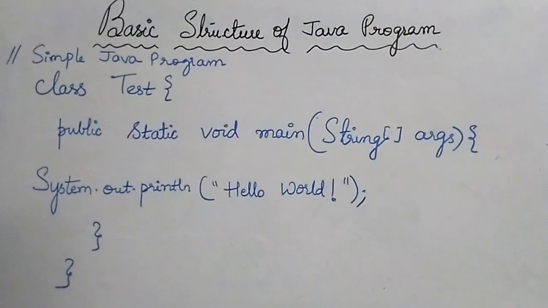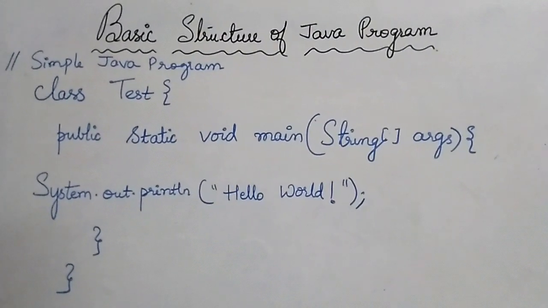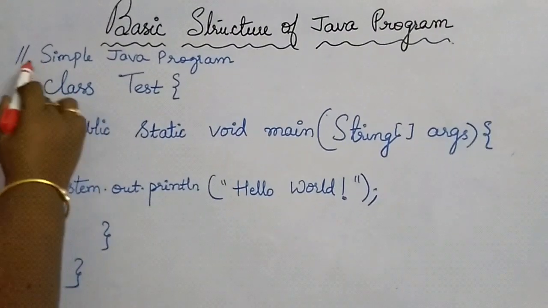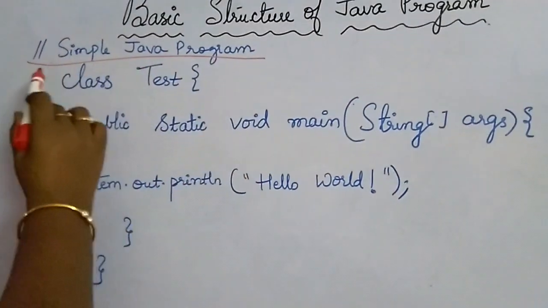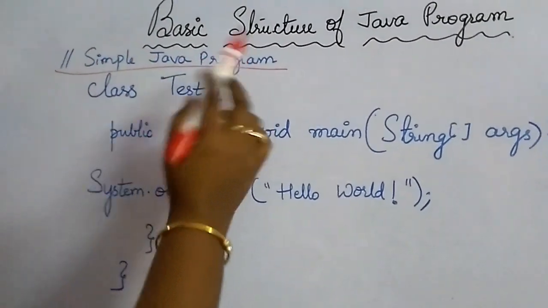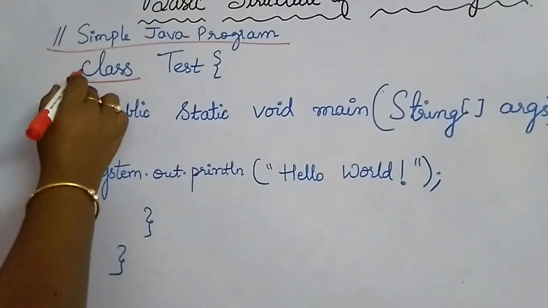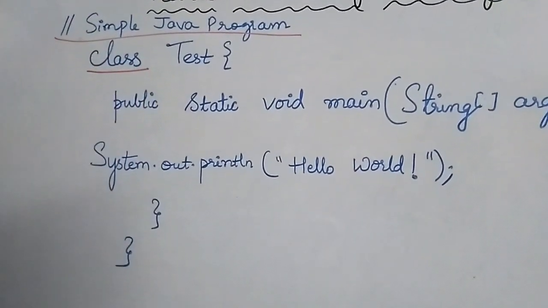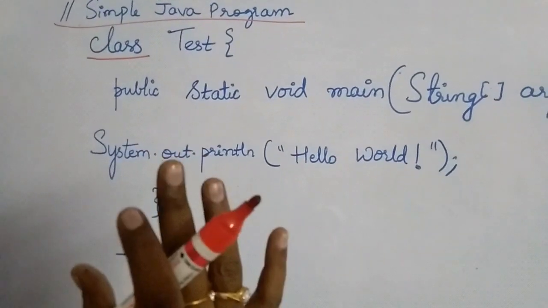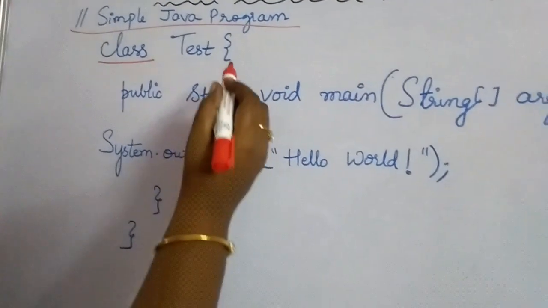This is a very basic Hello World program. I have given the comments over here. So a single line comment saying that this is a simple Java program. Then this class is the keyword, so it should be lowercase. It's case sensitive. Java is case sensitive, so be very careful when you write the program.